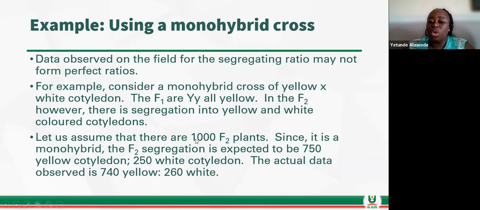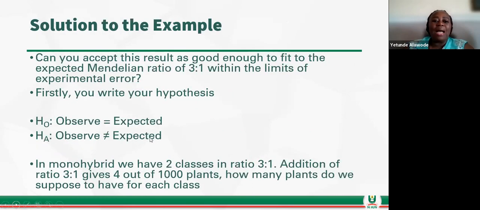That is how you do your ratio 3:1, right? But in this case, on the field, when you got there, expecting to see this 3:1 ratio, what you got is 740 yellow and 260 white. You know that it is different from the normal Mendelian ratio that you are used to. So the question now is that, can you accept it? Can you accept this result as good enough? Or you have to reject the whole experiment and start again.